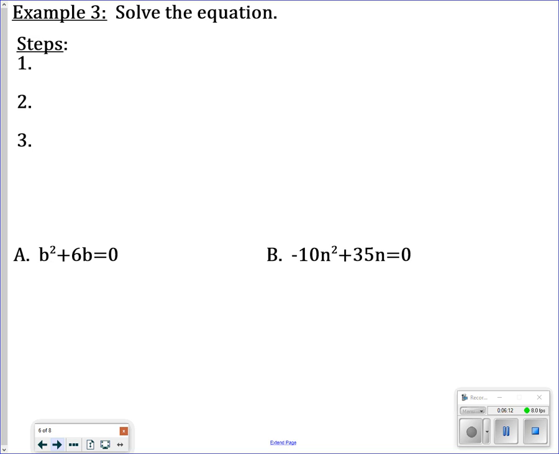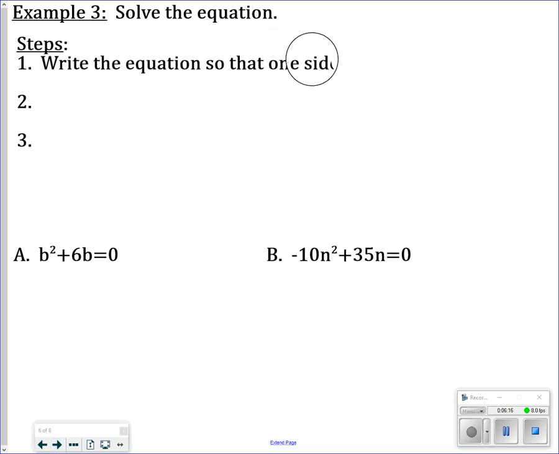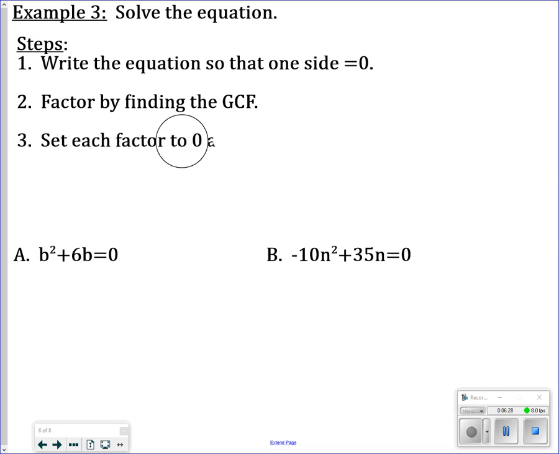So how do I solve an equation then? First, I have to write the equation so that one side equals 0. Again, that's not the problem in any of these, but I need it to equal 0. Then I need to factor out, and then I need to set all the factors equal to 0. So in this first one, forget about the equal 0 part. Just take out the GCF.